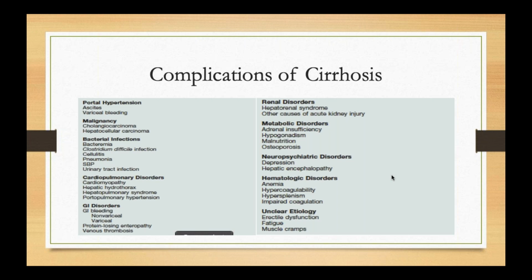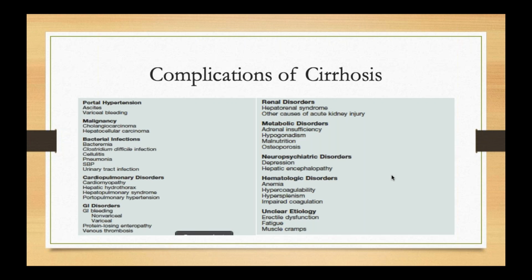Renal disorders like hepatorenal syndromes and other causes of AKI can occur. Metabolic disorders like adrenal insufficiency, hypogonadism, malnutrition, osteoporosis. Patients can have depression, hepatic encephalopathy. The patient has anemia, hypercoagulability, as I told you earlier. Hypersplenism is pretty common. As I told you first, one of the first things to appear is low platelet count, then impaired coagulation, erectile dysfunction, fatigue, muscle cramps. All these are complications of cirrhosis.